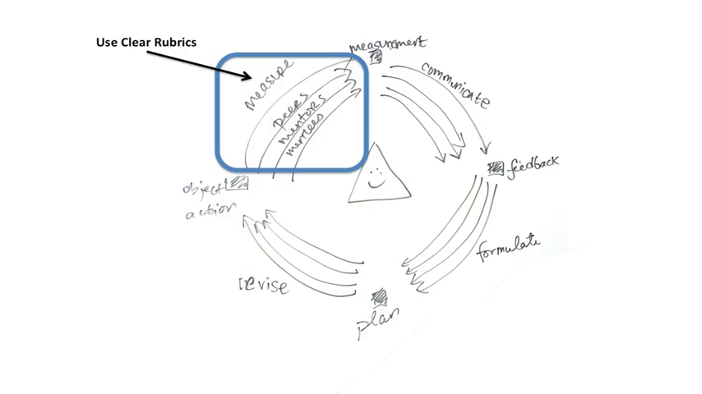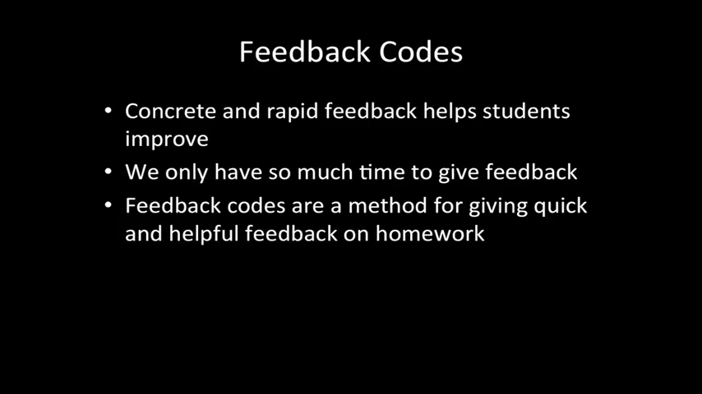Where do we start? There's so many different types of assessments and rubrics that are going to be really discipline specific. But one type of rubric that I think is applicable to many contexts is something called feedback codes. And something we're always balancing as instructors is that concrete and rapid feedback helps students improve, but we only have so much time. So I asked Stephanie to tell us a little about a method for giving students some quick and helpful feedback on their homework.